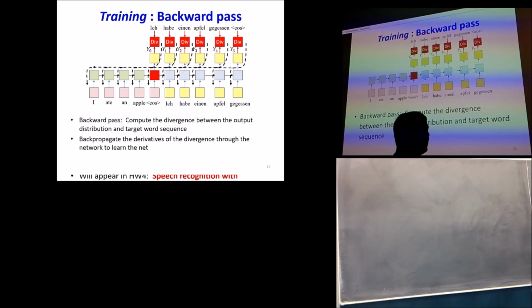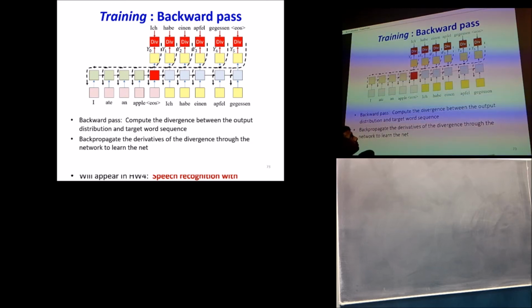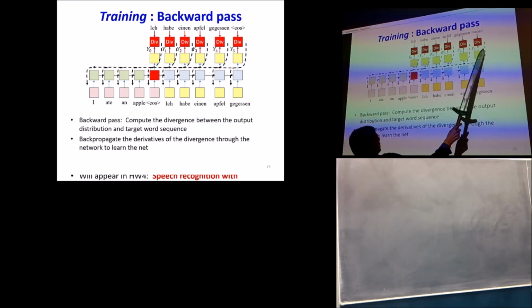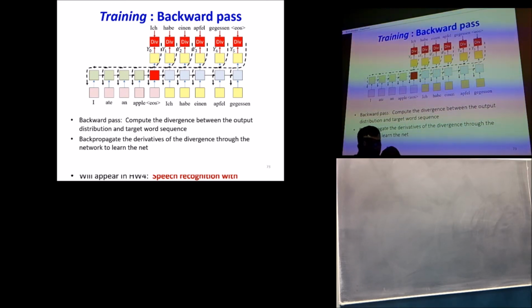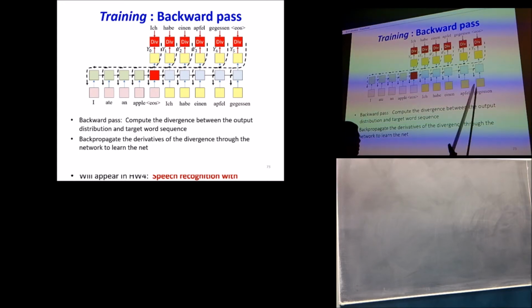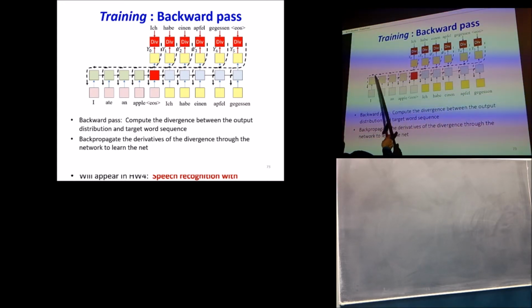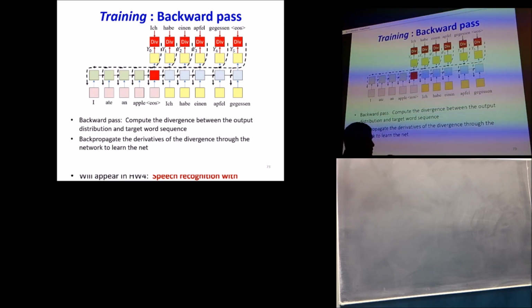And that divergence, you can compute the divergence between the true sequence and the sequence of probability distributions output at each time. And that divergence can now be fed back through standard backpropagation to update both the weights in the decoder and all the way backwards to update the weights in the encoder.